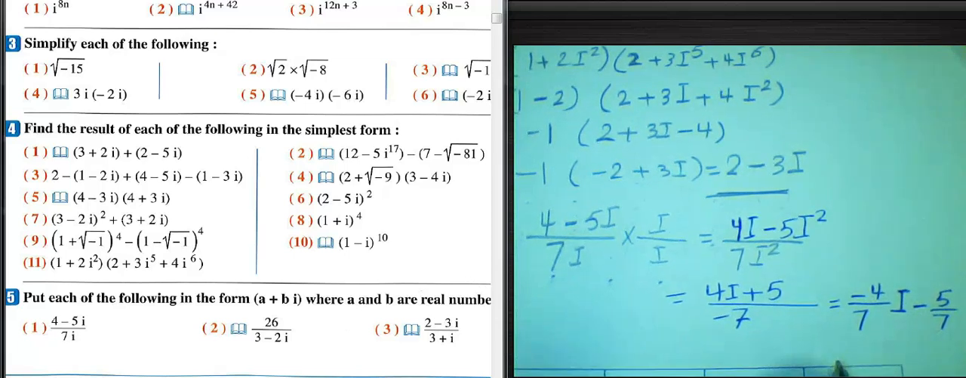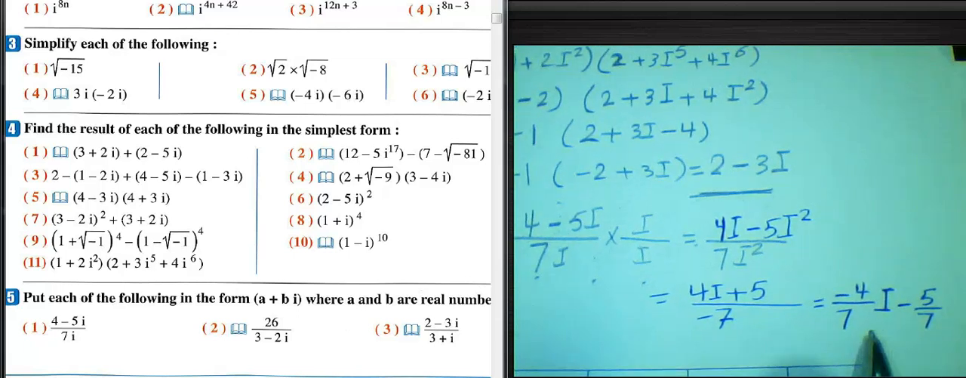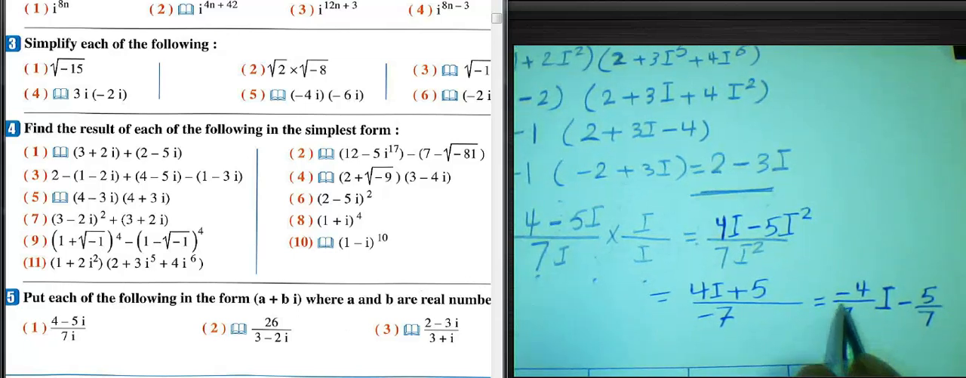It's easy for you. We are finished. Negative 4 over 7 times i, subtract 5 over 7.